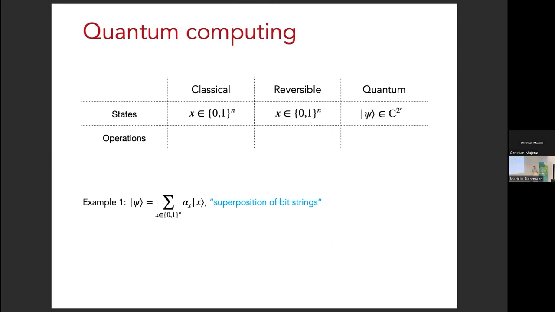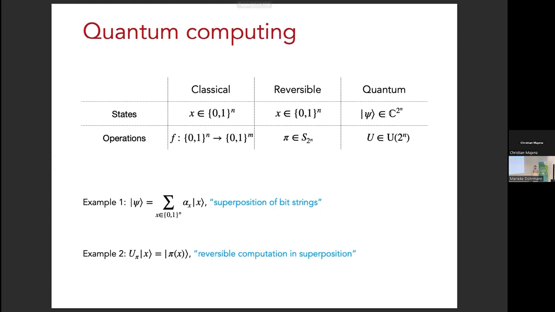In terms of operations we can implement on a classical computer, fundamentally speaking, we can implement any function from n bits to m bits. On a reversible computer, we can basically implement any permutation of the n-bit strings. And on a quantum computer, we can implement any linear operation that preserves the norm of these vectors, which is called a unitary. So here's an example. One thing we can do is compute a reversible classical operation in superposition. Basically, we can define a unitary that implements this permutation, and that can then apply more generally to any superposition of bit strings.